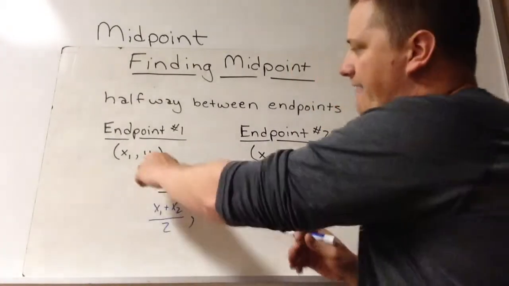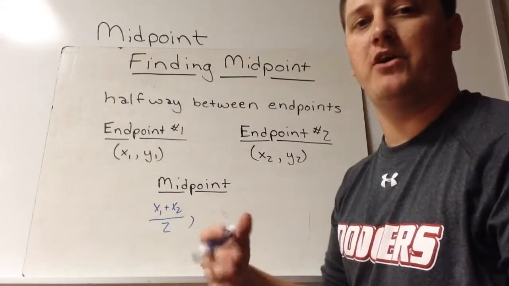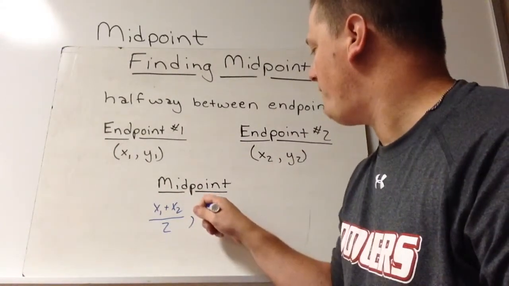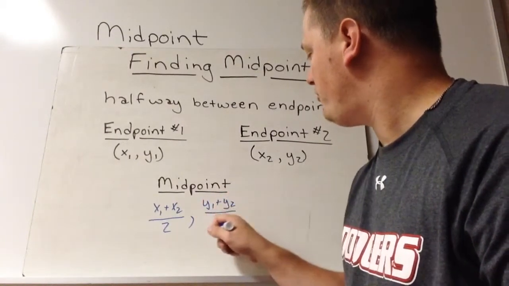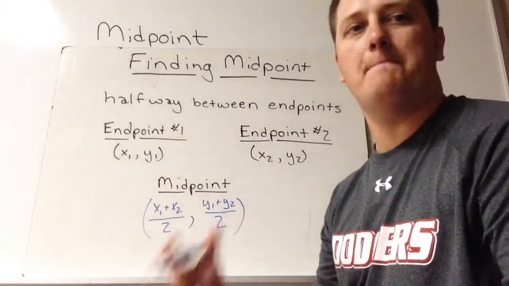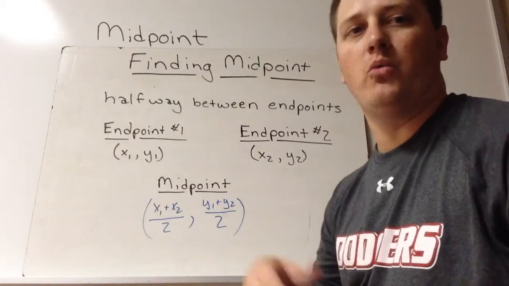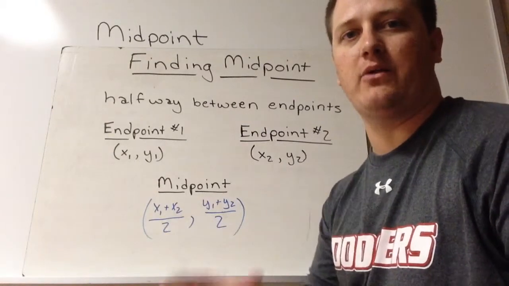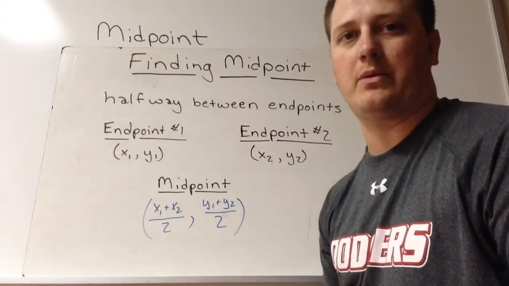And again, halfway between y1 and y2 would be the average of those values. So y1 plus y2 over 2. And if we do this math, we're going to have the midpoint. Now this midpoint can be used for a lot of things. We'll dive into that in class, but here we just want to focus on how do we find it. So now we're going to practice a problem.